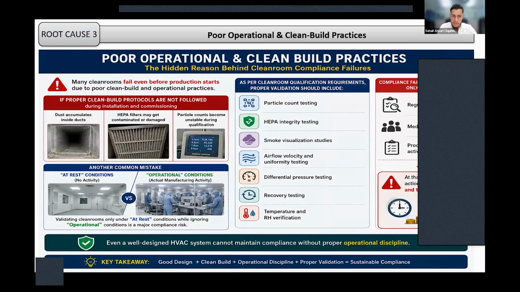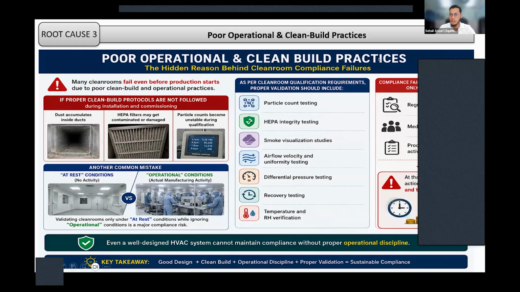Another common mistake is validating the clean room only under at-rest conditions, while ignoring operational conditions, which is a major compliance risk. As per clean room qualification requirements, proper validation should include particle count test, HEPA integrity testing, smoke visualization studies, airflow velocity and uniformity testing, differential pressure testing, recovery testing, and temperature and RH verification. This all comes under ISO 14644-3.